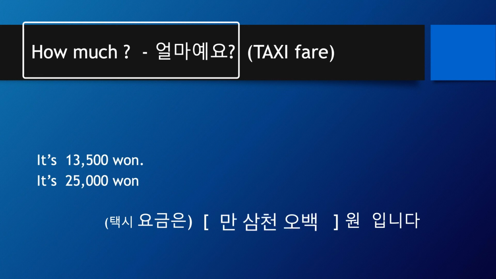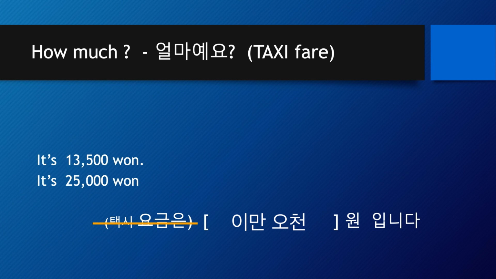13,500. 택시 요금은 13,500원입니다. Normally you omit 택시 요금은 because it's implied. You will probably say 13,500원입니다 or 25,000원입니다. I think now you can buy something or ride a taxi in Seoul.